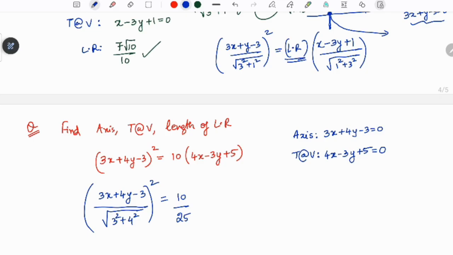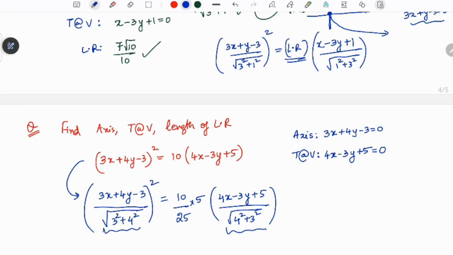I should not disturb this equation. Into here what should come? 4x - 3y + 5 divided by root of 4 square plus 3 square. Here 5 is there, so to cancel it, multiply by 5 here. Now if you observe, this is also in perpendicular distance form, this is also in perpendicular distance form. So whatever you have here, that is only the latus rectum. What is the latus rectum in this case? 10 into 5, 50 by 25, that is 2. All right, so this is the concept.